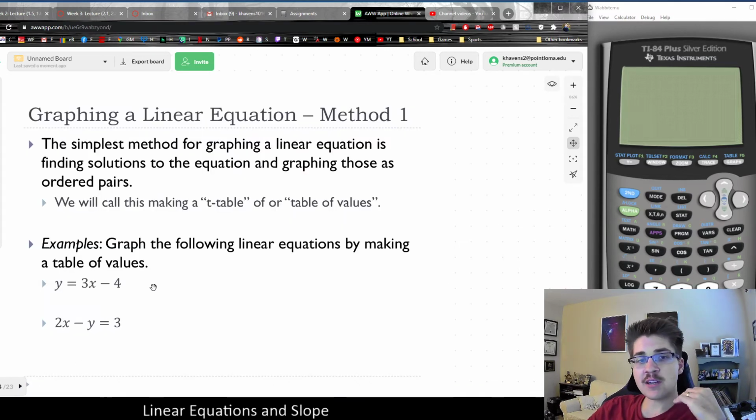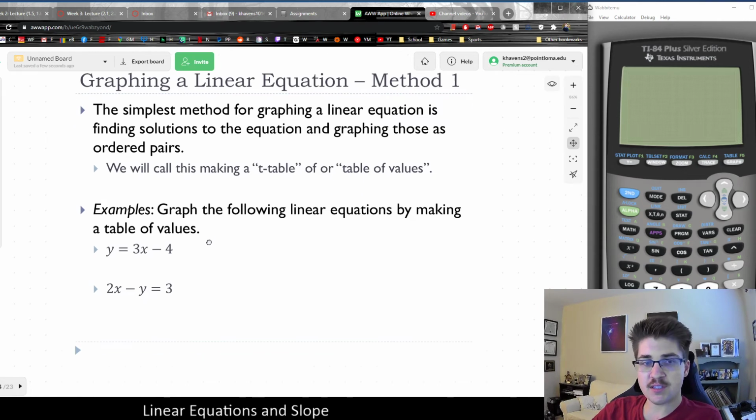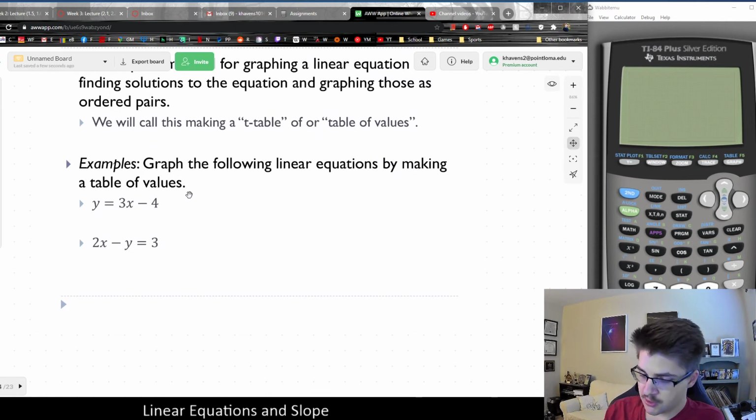But anyways, what I wanted to do is do a few practice problems in terms of how do I graph a linear equation. And basically, what you could do is you could just find different solutions, basically find different ordered pairs that work. Often we strategize this by developing what we call a table of values, or commonly called a t-table. So say I wanted to graph the first example from the lecture slides right here.